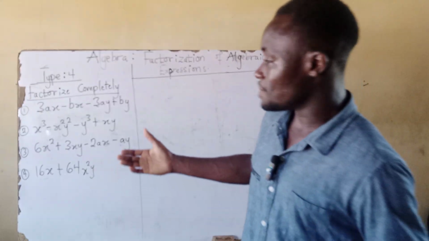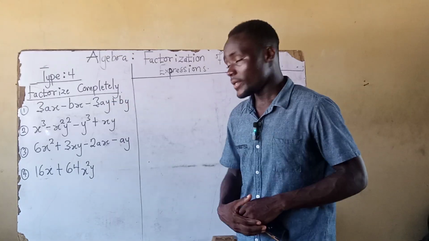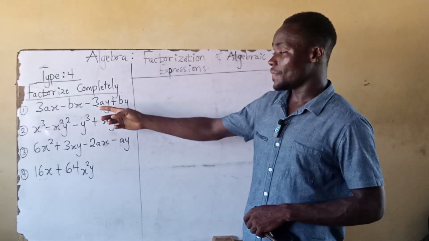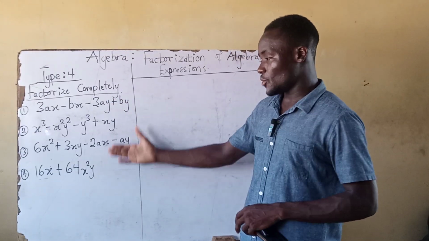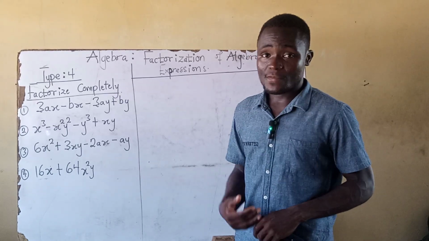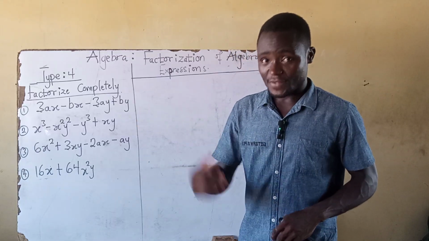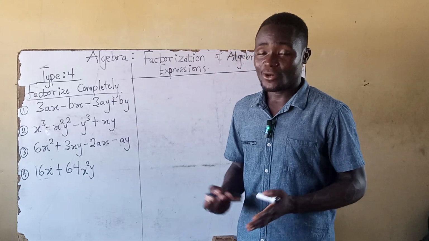As you can see, the question says that we should factorize these expressions completely. We have question number 1 containing 4 terms, question number 2 through to question number 3. We are going to take our time and take you through how to solve these questions one after the other. So let's get it started.